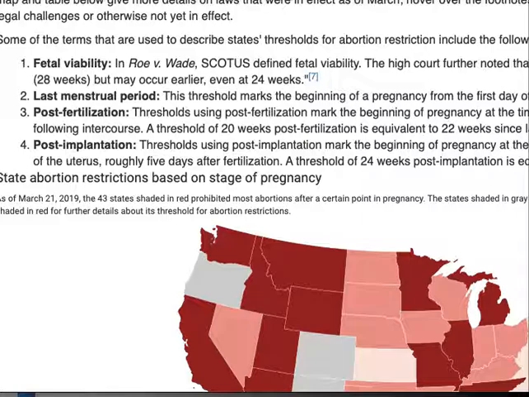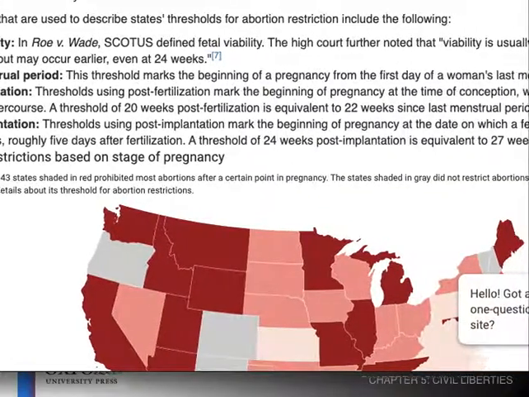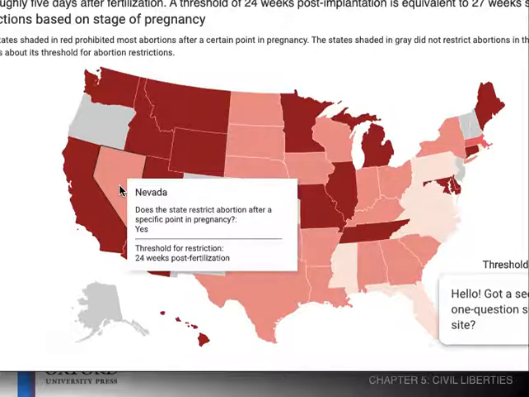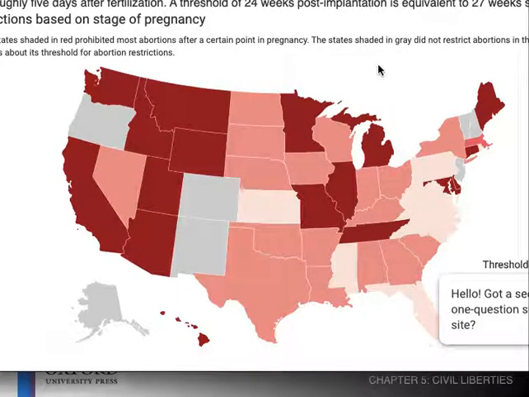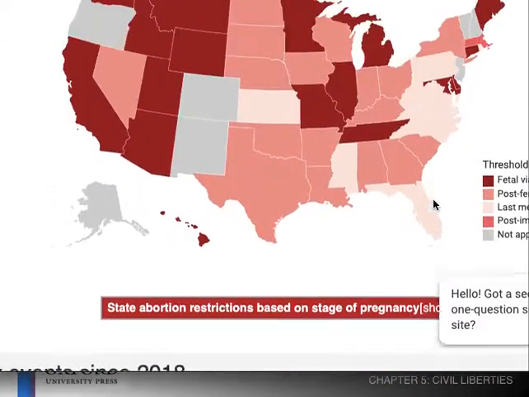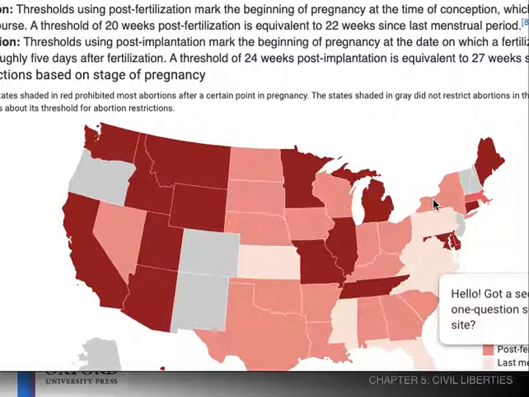When an abortion is allowed, state by state, this link, you can go and you can hover over the state. So they'll ask the question, does the state restrict abortion after a specific point in pregnancy? In Nevada, it's yes, and it's 24 weeks post fertilization. So you have different fetal viability, different terminology of when an abortion is allowed.